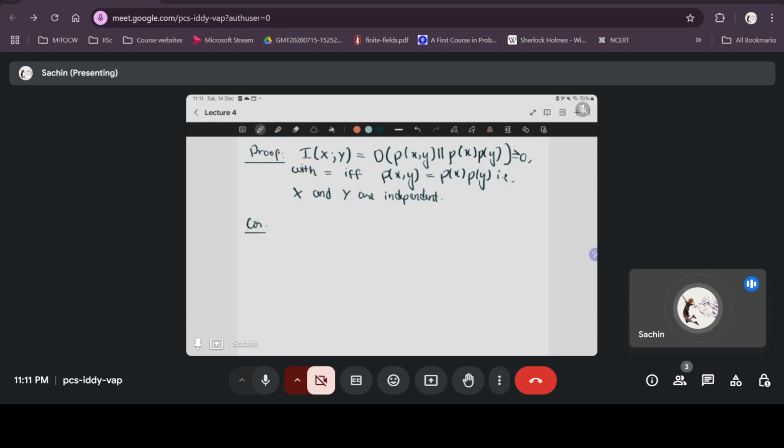And another corollary is, similarly, for D of P of y given x parallel Q of y given x is greater than or equal to 0, with equality if and only if P of y given x is equal to Q of y given x for all x, y such that P of x is greater than 0.